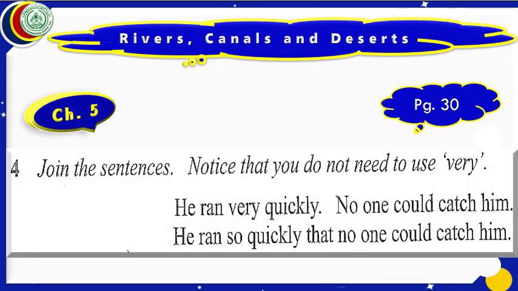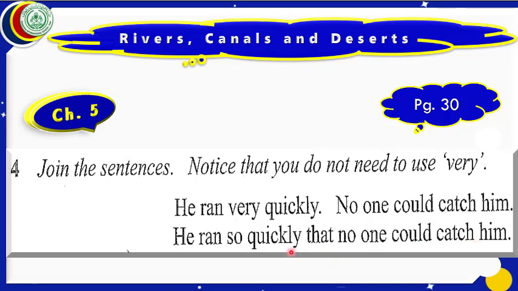Dear students, this is exercise 4. In this exercise, we are set to join the sentences. Notice that you don't need to use "very". "Very" is given here in the given sentence: He ran very quickly. No one could catch him. This is an example of how it is changed. He ran so quickly that no one could catch him.